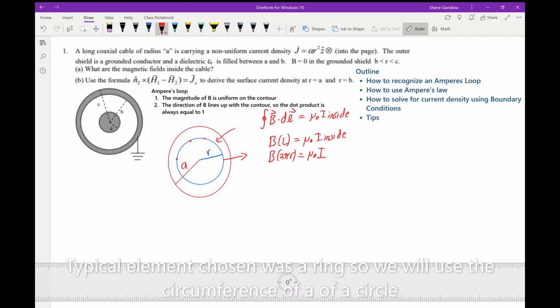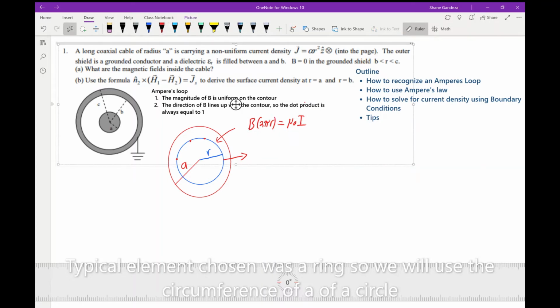And when I write mu naught I, I'll be referring to the current within the coaxial cable. Okay, great. So we have now established that this is indeed an Ampere's loop problem. And now we're going to start solving for the magnetic field inside the cable. So this is going to be the equation we'll be working with. And so let's find the magnetic field when the radius is less than a.